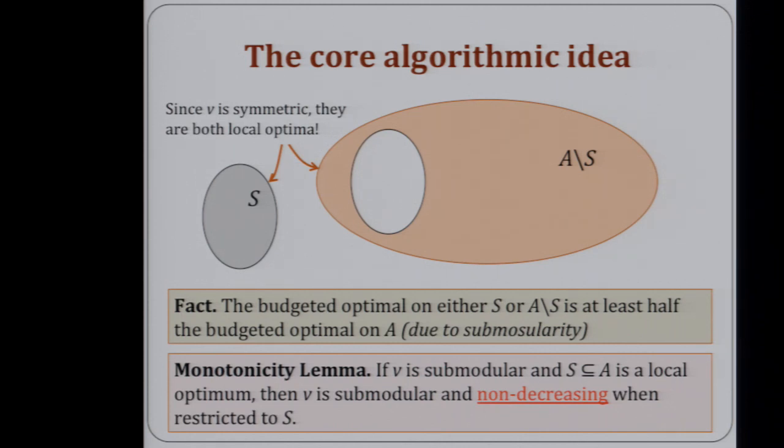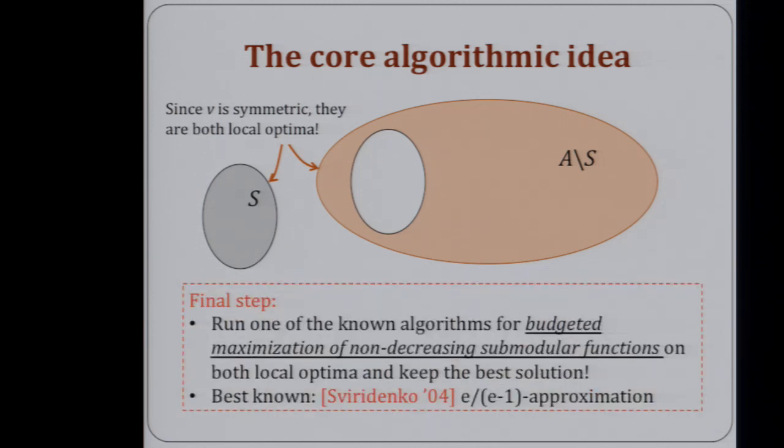So that means that in order to proceed, suppose that we identify a local optimum, the second phase of the algorithm would be to just use one of the known algorithms for monotone submodular functions. In particular, we can use the algorithm of Svyridenko from 2004, which gives an e over e minus 1 approximation, plus the two factor that we lose from the two local optima, so that way we could get a 2e over e minus 1. Okay. So this is the approach.